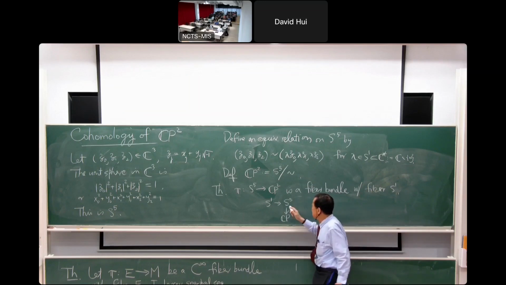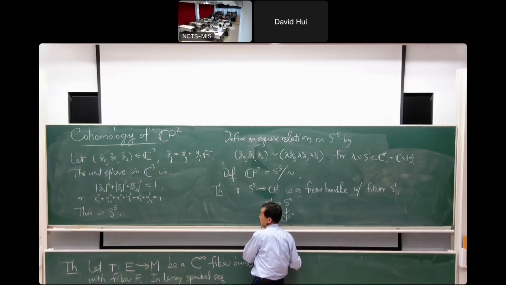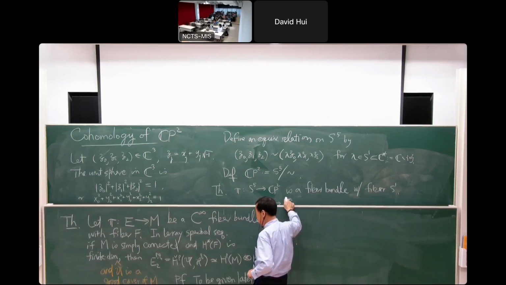Now we know the cohomology of S5. We know the cohomology of S1. And now we want to calculate the cohomology of CP2 using the Leray spectral sequence.